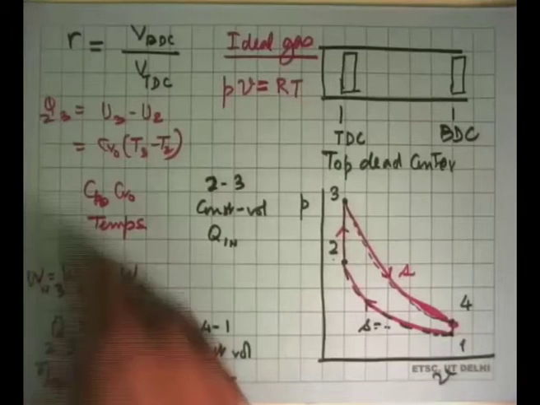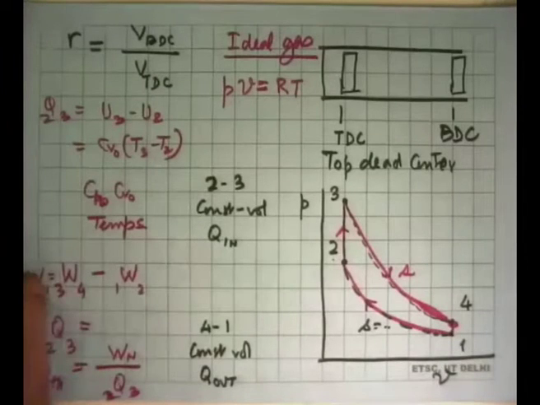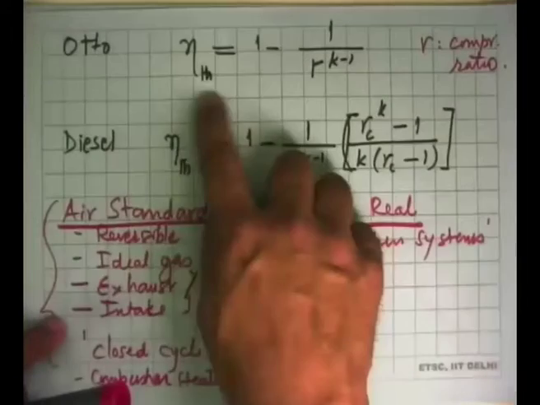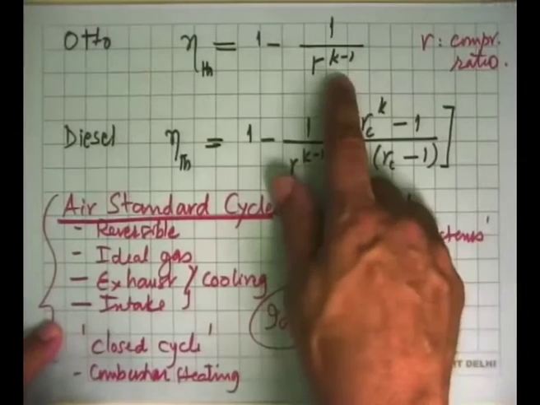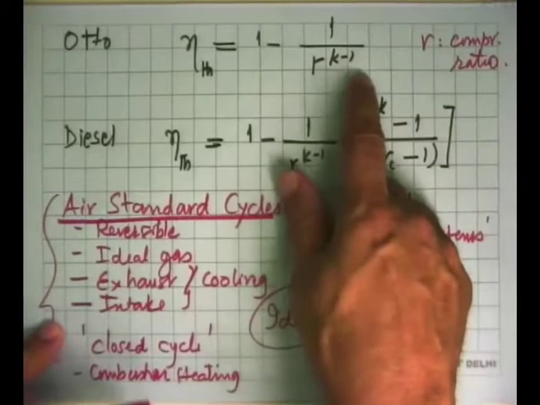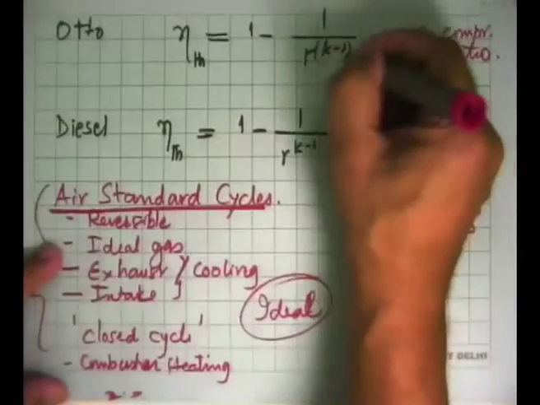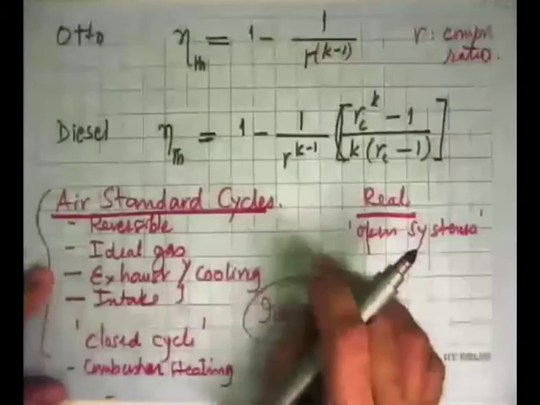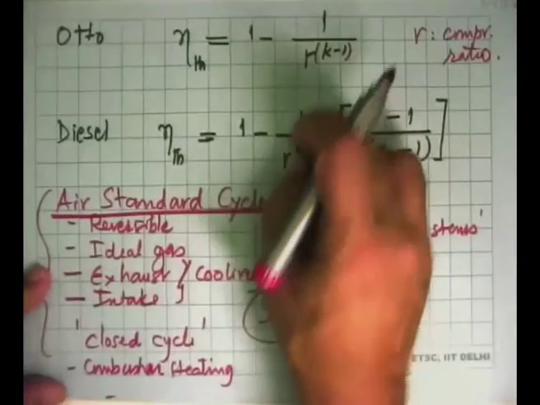And when you solve all these things by putting all these T's and Cp's and Cv's, we get the relation which is the first equation here, this one. 1 minus 1 upon R to the power k minus 1. So this is the exponent.